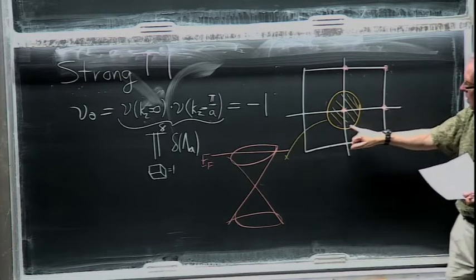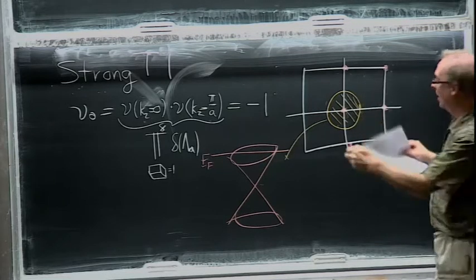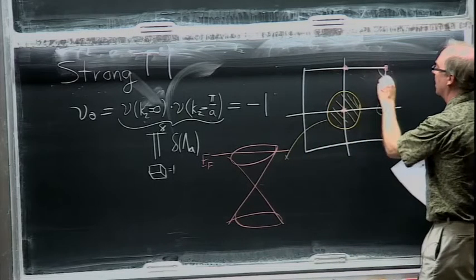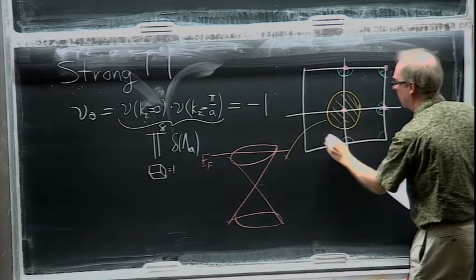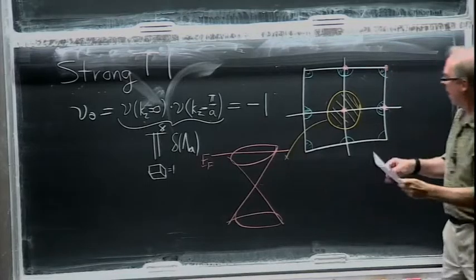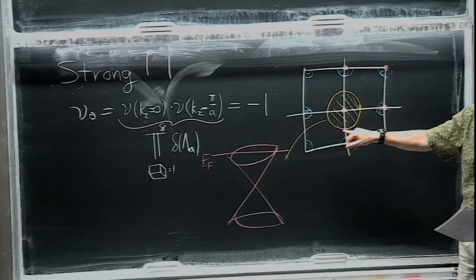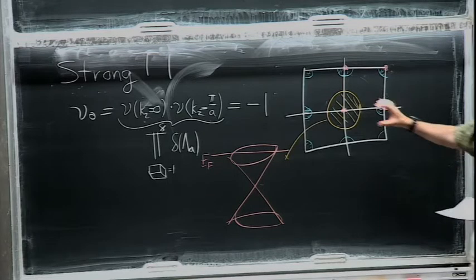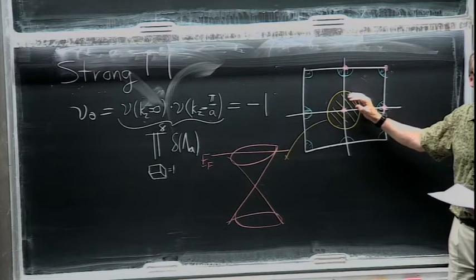Okay? Now, of course, I could imagine this Fermi surface growing and getting bigger and bigger, and then you could imagine it pinching off and turning into something that looks like this. So you could say, well, there it's enclosing three of these points. That's kind of the same. Okay, so I can't tell you which of those it's going to be. But what I can tell you is that the Fermi surface divides the Brillouin zone into two pieces, both of which have an odd number of Dirac points in them.